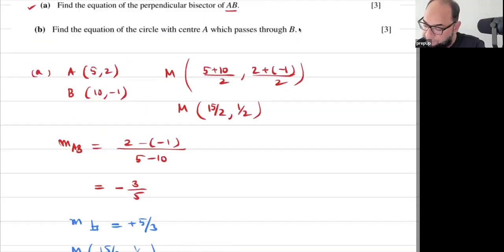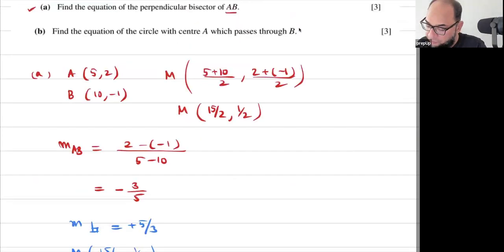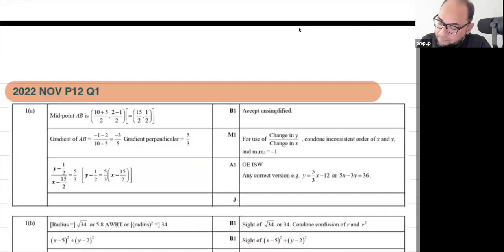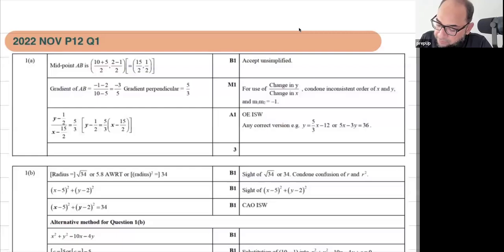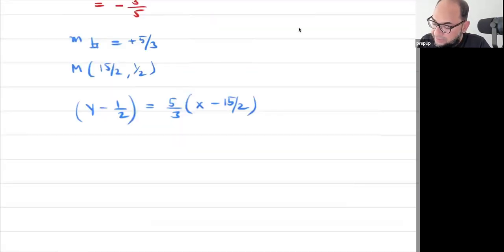Are they asking in any particular form? No. So let me double check. This is y minus half. This is x minus 15 over 2. This is 5 over 3. Yes, it's exactly the same thing. So now this thing is done.